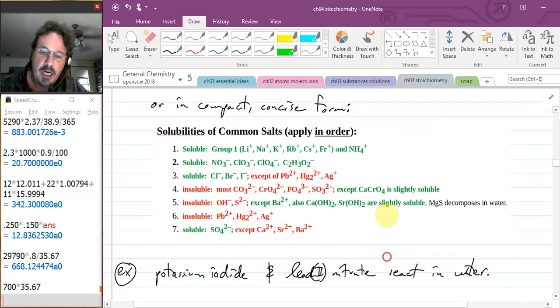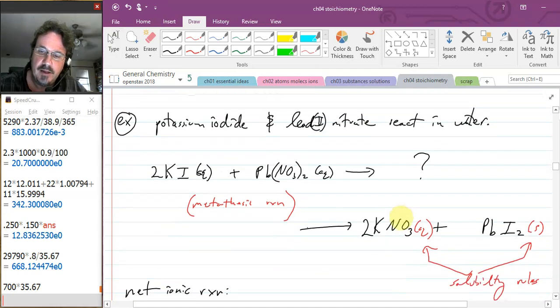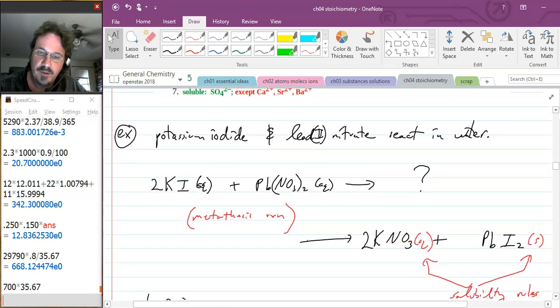Let's try and apply this, because it's kind of confusing until you go ahead and use it. In this example, we're going to react potassium iodide with lead 2 nitrate in water. So I wrote this out. Here's potassium iodide, K+ and I-, and lead 2 nitrate. So lead is 2+, nitrate is a -1, so I need 2 of those. So there we go, lead 2 nitrate.